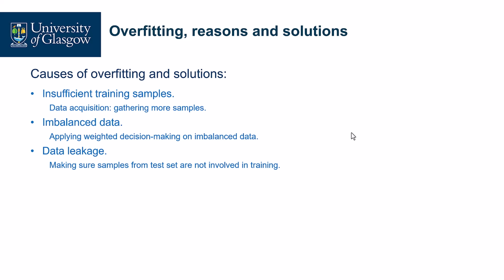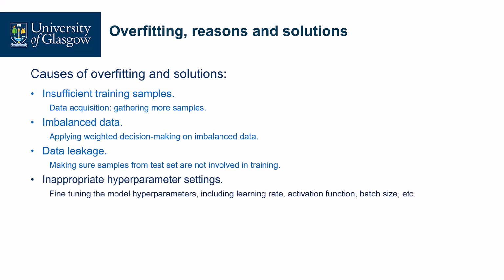We can also see the reasons from the training. Inappropriate hyperparameters can cause underfitting, and they can also cause overfitting. So in this case, we need to fine-tune the model hyperparameters. Another reason is that the neural network model lacks regularization. What is regularization? We will discuss it in the next sessions. Applying regularization to the training will be beneficial to avoid overfitting.